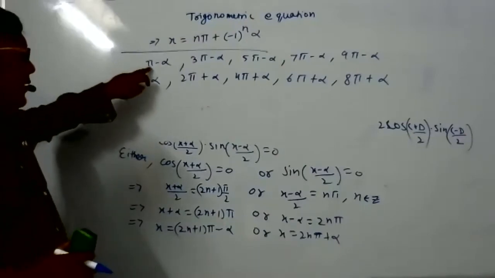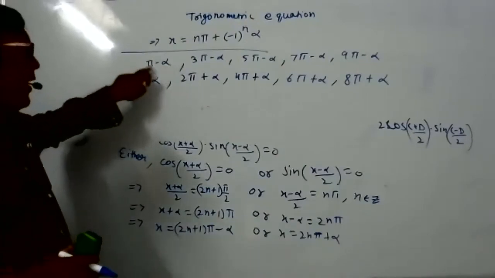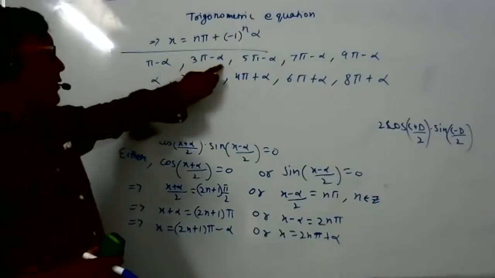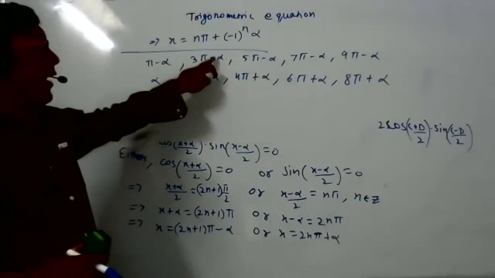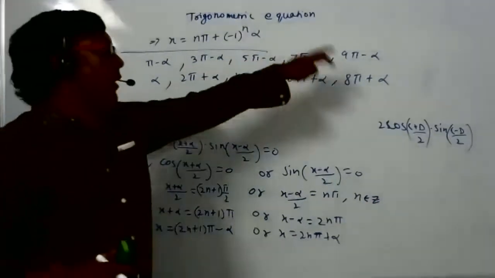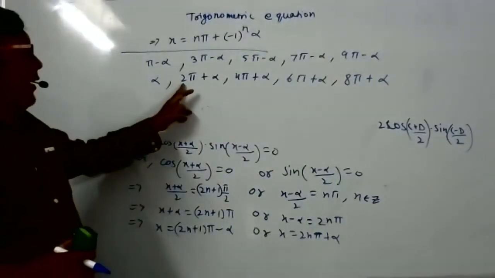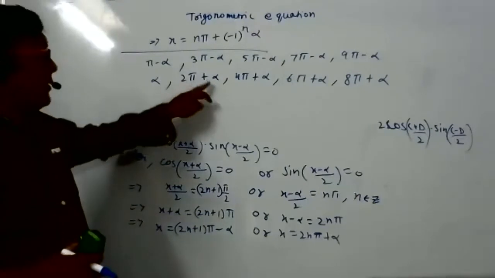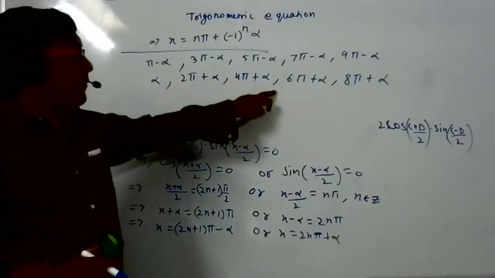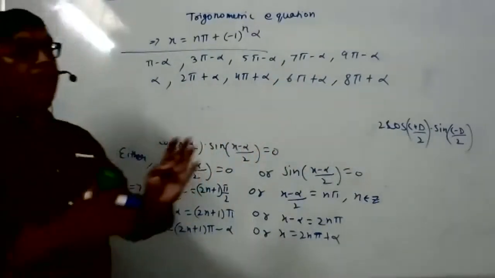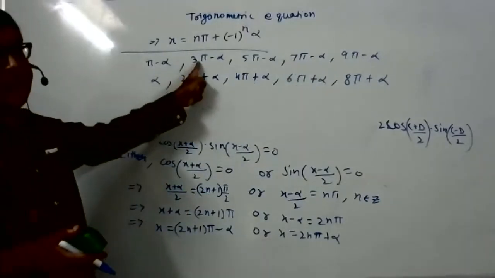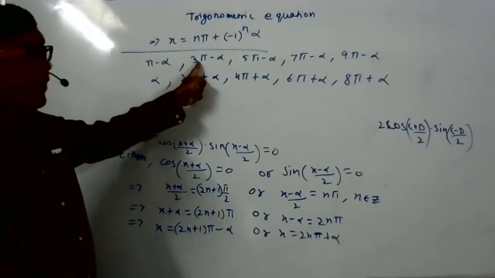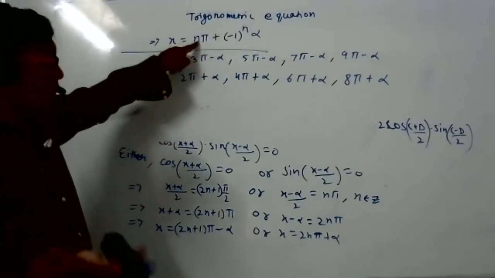In the first case, it is pi minus alpha, 3 pi minus alpha, 5 pi minus alpha. Whenever it is an odd multiple, it is minus alpha. And whenever it is an even multiple, like 2 pi plus alpha, 4 pi plus alpha, 6 pi plus alpha, with the even multiple of pi it is plus alpha, and with an odd multiple it is minus alpha. And what I wrote, I also wrote the same thing.